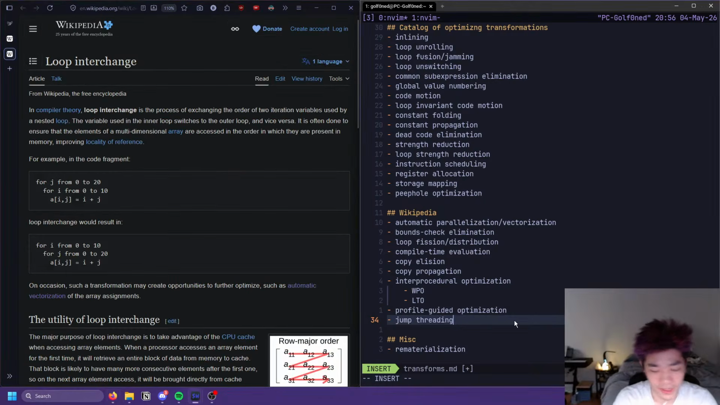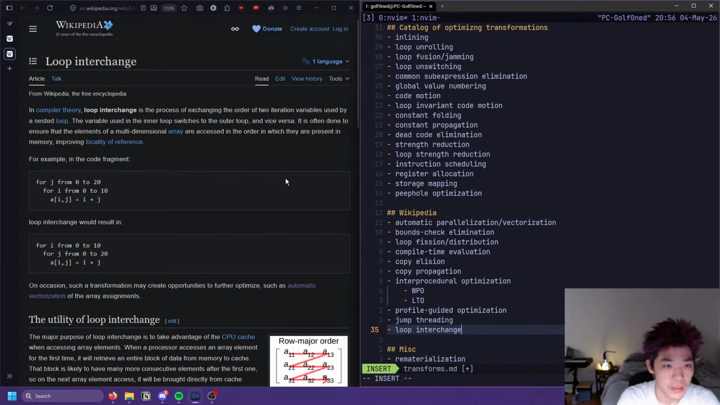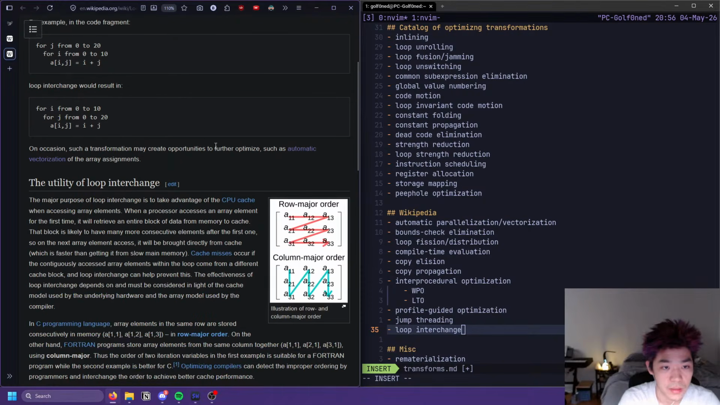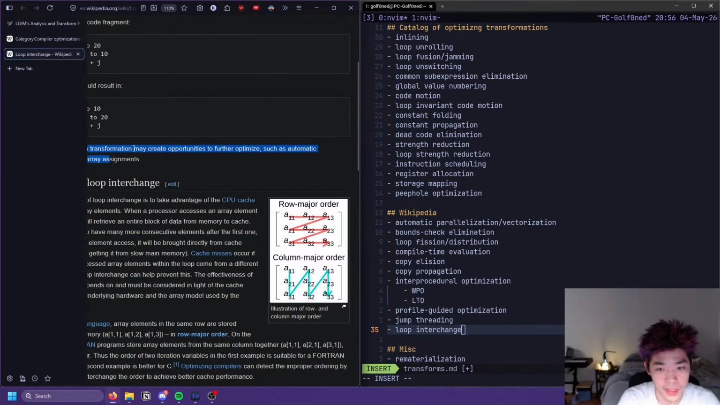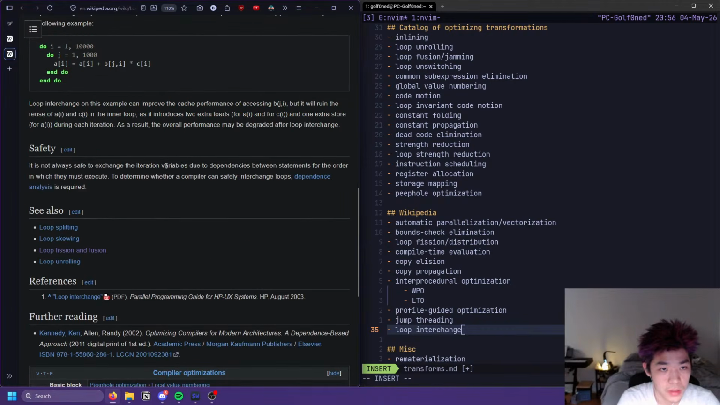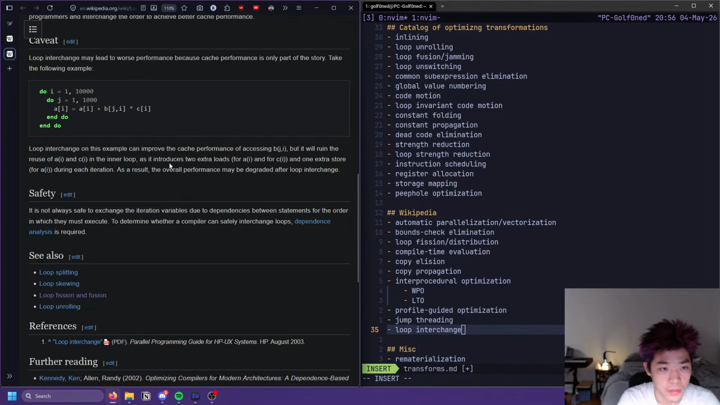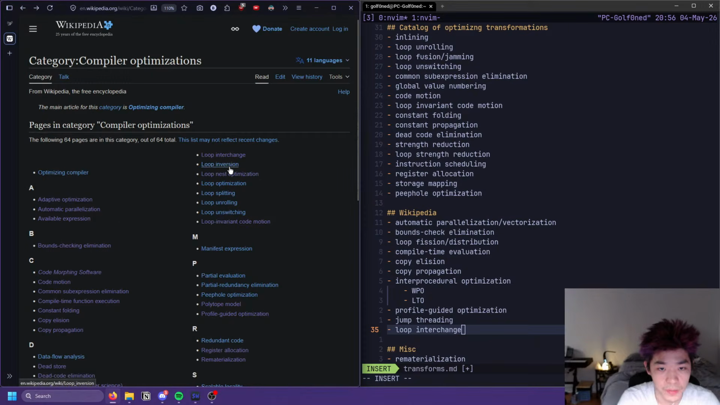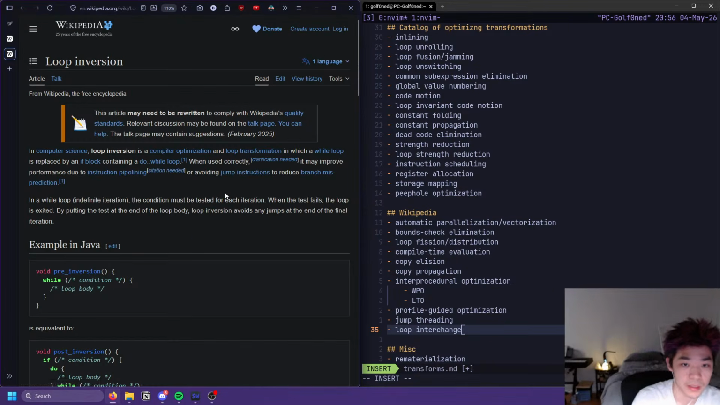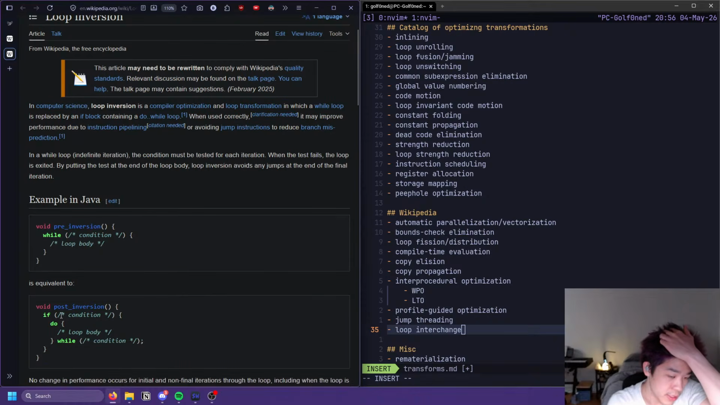Loop interchange, we forgot about this. This is a cool thing. Yeah, something about auto vectorization, that's pretty cool. Okay, loop inversion, what is happening here? I see. So we're inverting the do while, I guess. Right? Or wait, or we're inverting the condition. Huh?